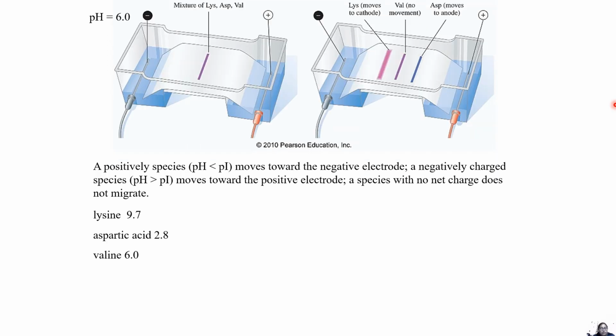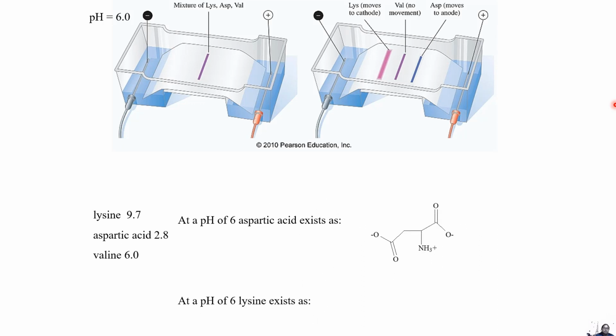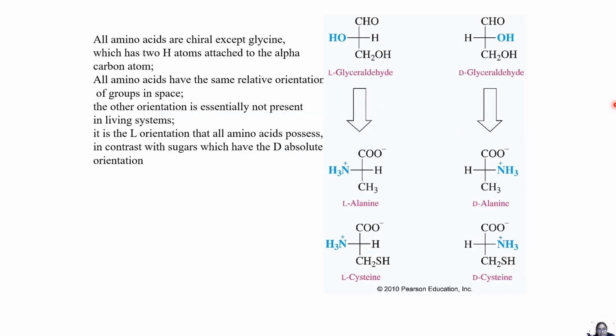Now, a positively charged species, having a pH lesser than the isoelectric point, moves towards the negative electrode, whereas a negatively charged species, having a pH greater than the isoelectric point, moves towards the positive electrode. A species with no net charge will not migrate. If you can see, lysine is a positively charged species, and aspartic acid is a negatively charged species. So at pH 6, aspartic acid exists as this, and at a pH of 6, lysine exists as this.